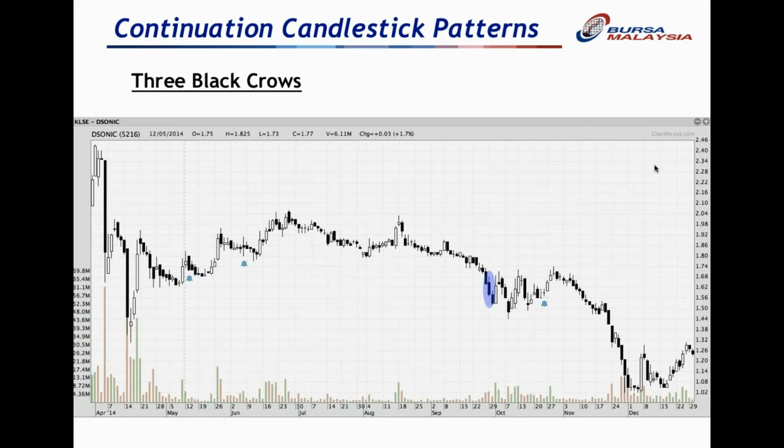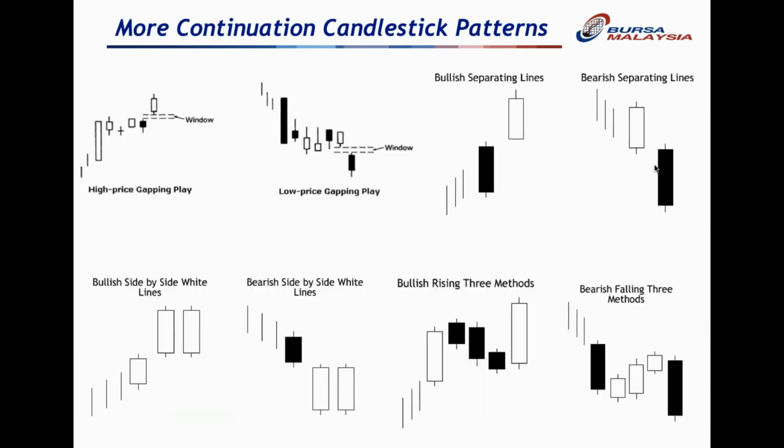Now for me, these two are the major continuation candlestick patterns. Of course, we still have more continuation candlestick patterns. We have high price gapping play, low price gapping play, bullish separating lines, bearish separating lines, bullish side by side white lines, bearish side by side white lines, bullish rising three methods, and bearish falling three methods. When you see these, it also means continuation.